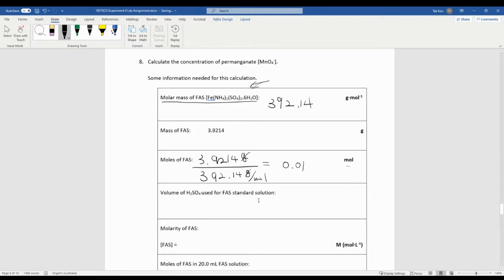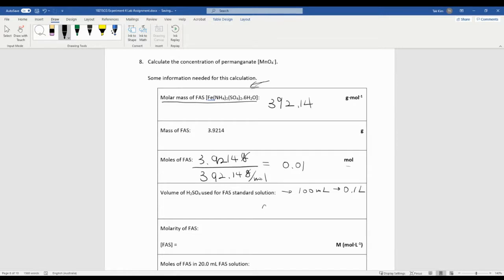Anyway, let's have a look at the volume of H2SO4 used for the FAS standard solution. When you go back to the procedure, it asks you to use a 100 milliliter volumetric flask. So the volume you're going to have will be exactly 100 milliliters, which means that you have 0.1 liter of sulfuric acid solution.